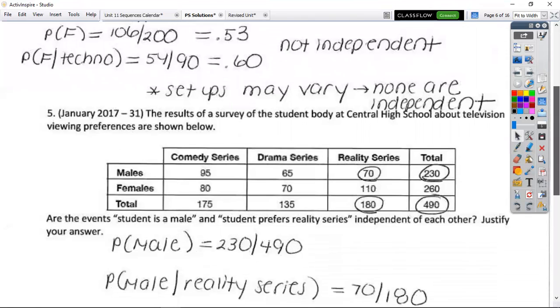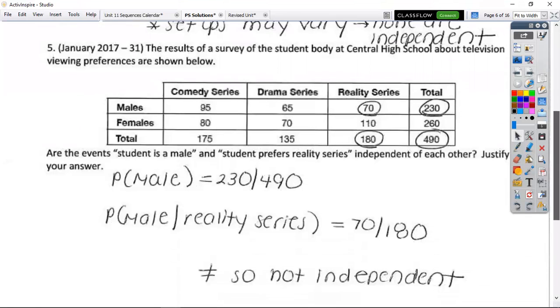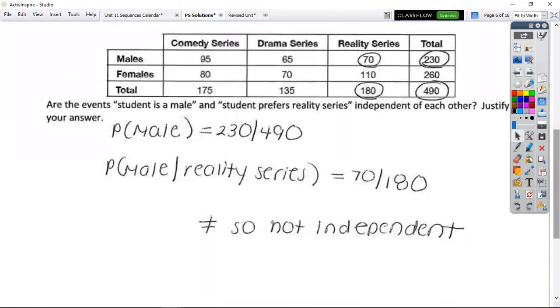And then the last one is a little bit more straightforward. You probably just want the two values there, and those were not equal to each other, also not independent. So not independent events. All right, how are we feeling on those overall? Pretty good?